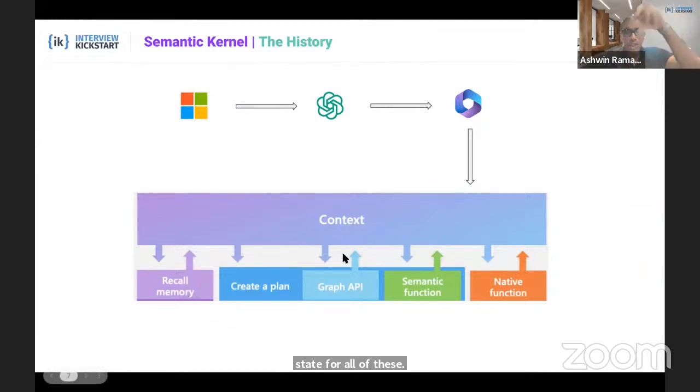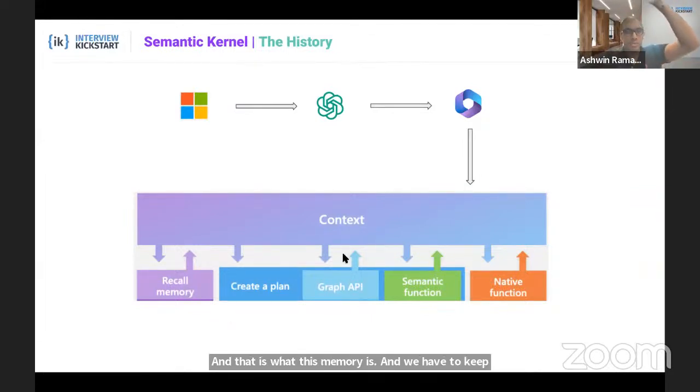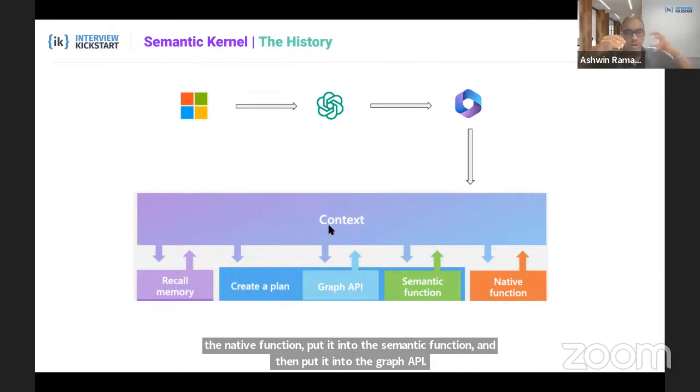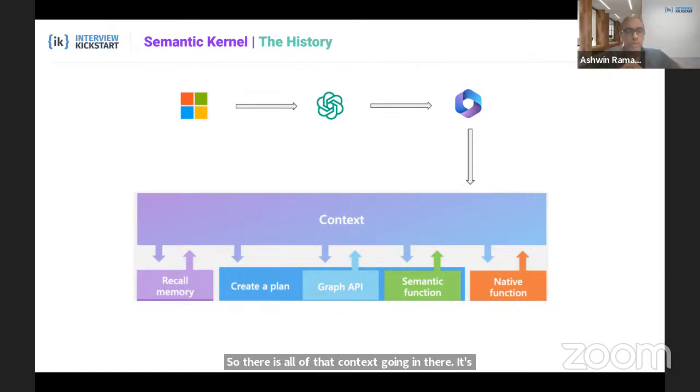And we have to keep injecting context, right? So we have to take data from the native function, put it into the semantic function, and then put it into the graph API. So there is all of that context going in there. It's getting very, very complex. And the goal going into this for them was, we want to make this accessible to all developers, right? So we don't want to make this like a Microsoft-only product, just like the .NET stack. We want to make this accessible to all developers. We want to improve this Copilot stack in a way where people can contribute to it. There can be new plugins, there can be new native functions. So how do we go about doing that, right? I mean, this can get very complex.